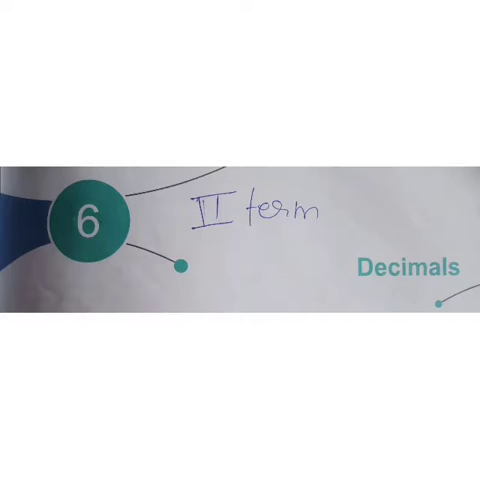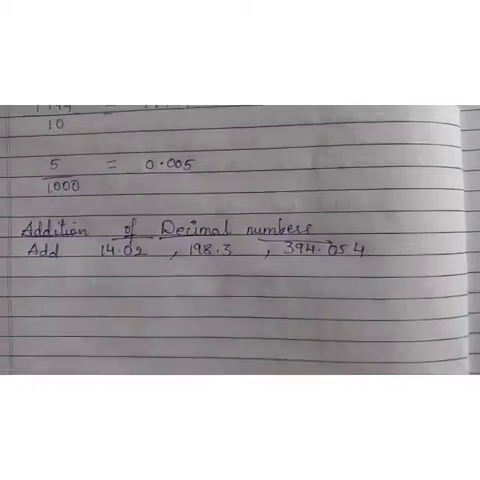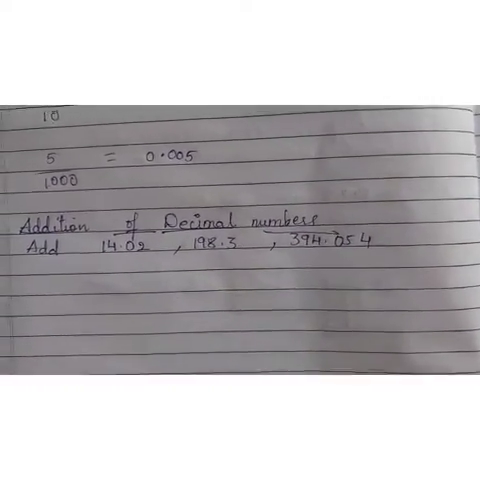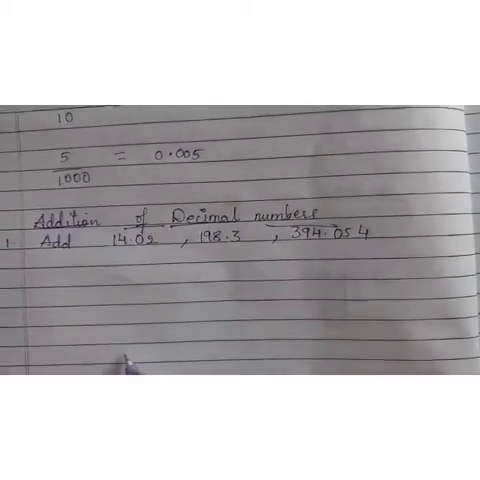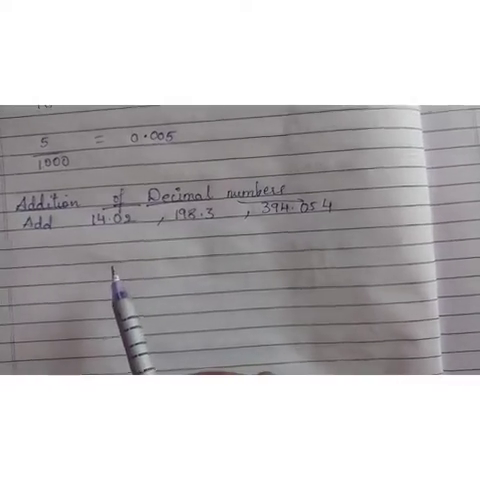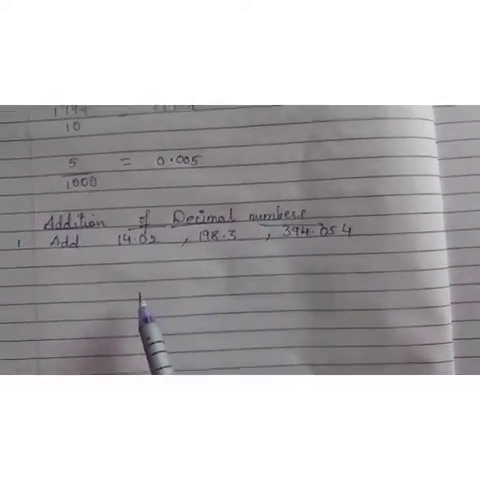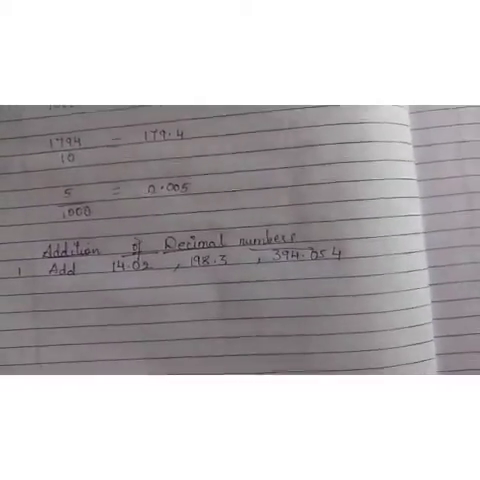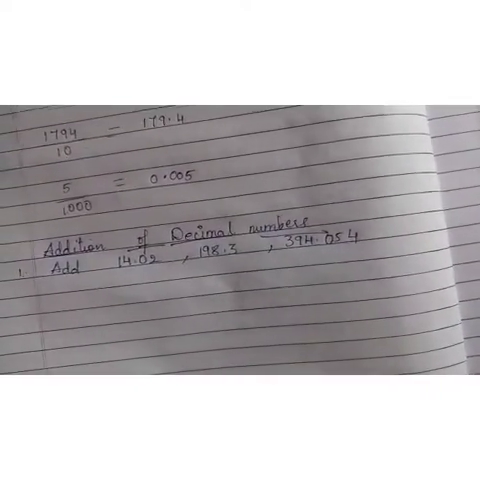So children, let us start with chapter 6, decimals. In the last video we had studied few concepts. Now let us study the remaining. Students, today we are going to study about addition and subtraction of decimal numbers. First let us start with addition. So children, adding the numbers is same as you do previously. The only difference is you have to place the decimal point one below the other. So let us see how to do.